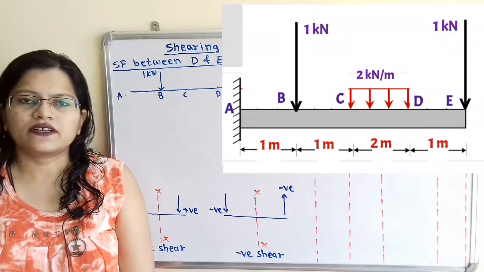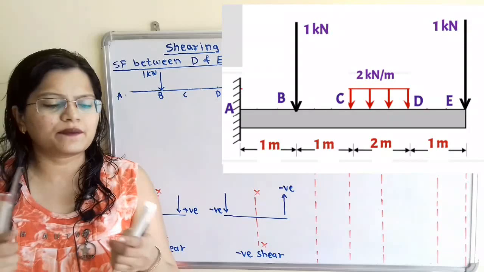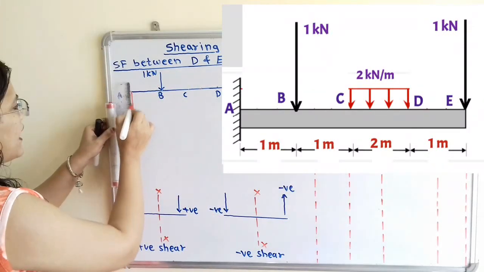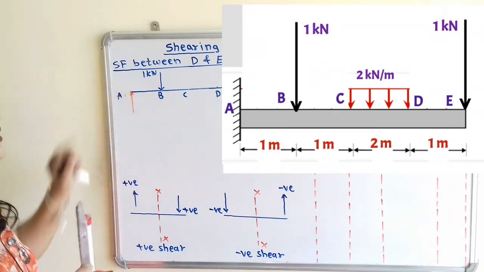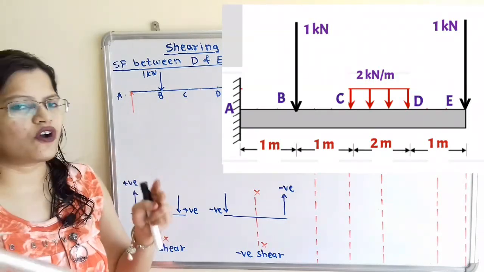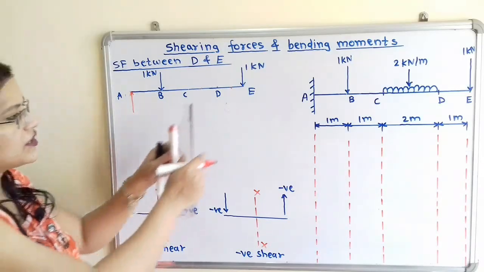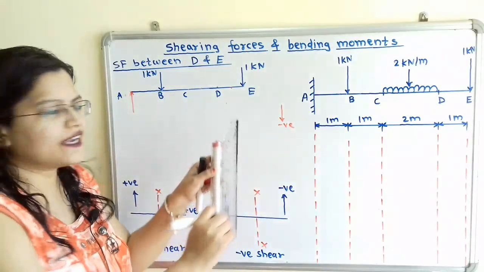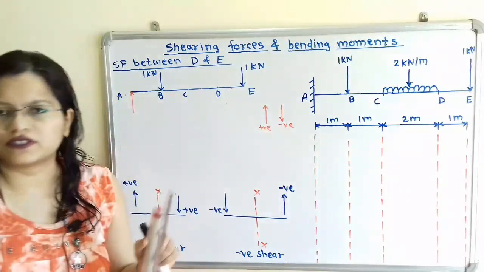So the reaction will act at point A in the opposite direction. That means it is in the upward direction. So we will show the reaction force at point A in upward direction. And we have to find out the magnitude of this reaction. So we will take here the summation of all vertical forces is equal to 0. So sign convention, we will consider forces which are in downward direction take negative sign, and the forces which act in upward direction we will take the positive sign.